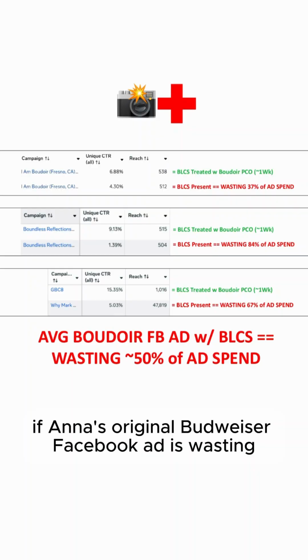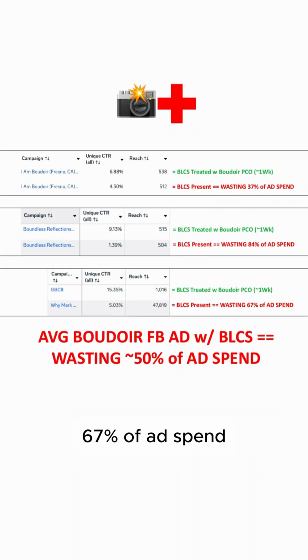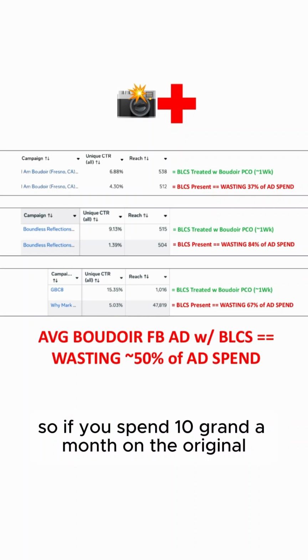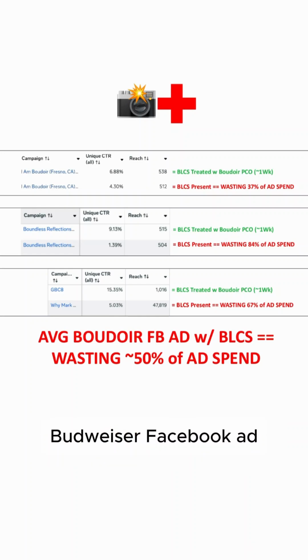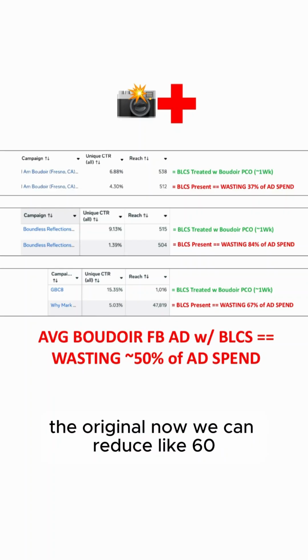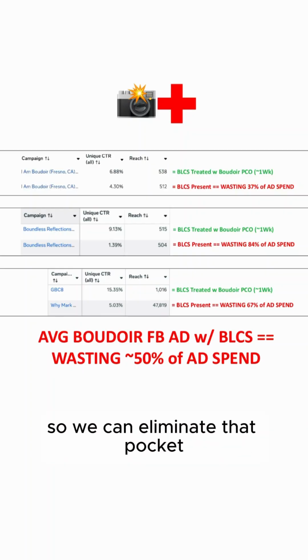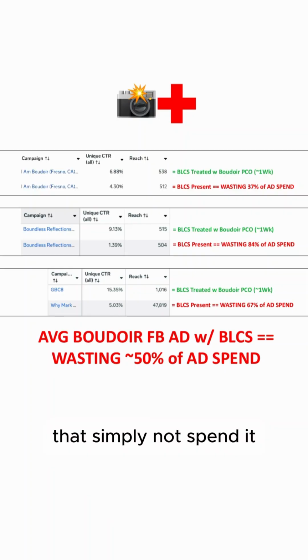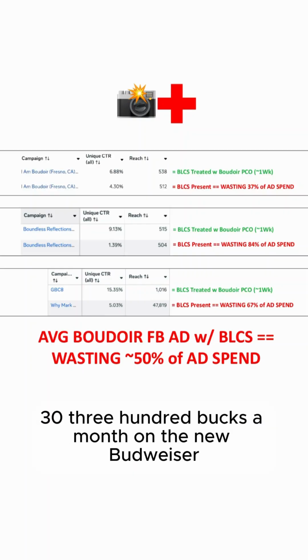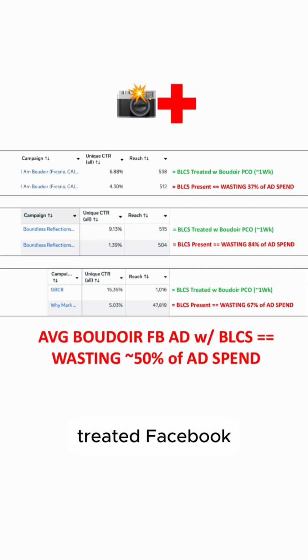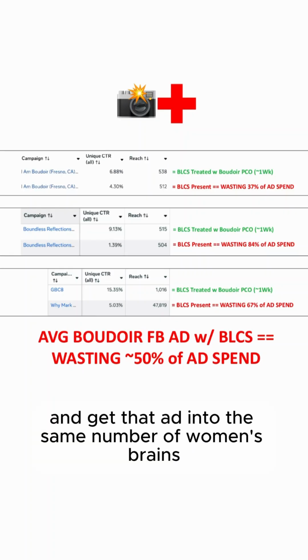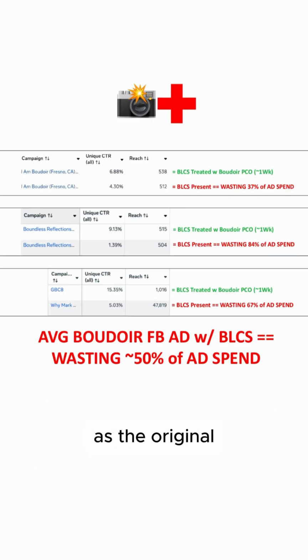So we found his original Boudoir Facebook ad is wasting 67% of ad spend. So if you spend 10 grand a month on the original Boudoir Facebook ad, basically 6,700 bucks a month is being wasted. So we can eliminate that, pocket that, simply not spend it, get a 6,700 bucks a month bonus, and instead spend 3,300 bucks a month on the new Boudoir Pico treated Facebook ad, and get that ad into the same number of women's brains as the original.